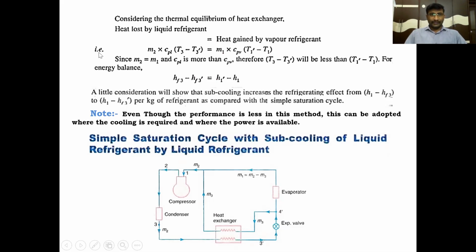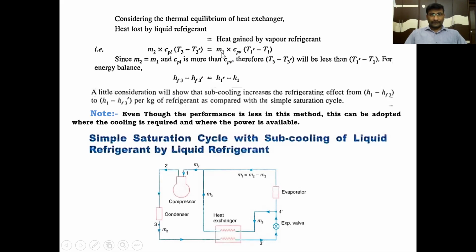These two are equal. So M2, the liquid refrigerant coming from the condenser, times the specific heat of liquid refrigerant, times the drop in temperature of liquid refrigerant from T3 to T3 dash, that is T3 minus T3 dash. Clear? This is the amount of heat rejected by the liquid refrigerant, which is absorbed by the vapor refrigerant. It equals M1, the mass of vapor refrigerant, times CPV, the specific heat of vapor, times the temperature increase during the superheating process. This is the degree of superheating, T1 dash minus T1. Are you understanding?